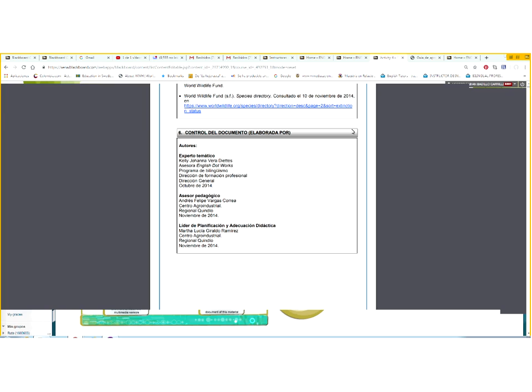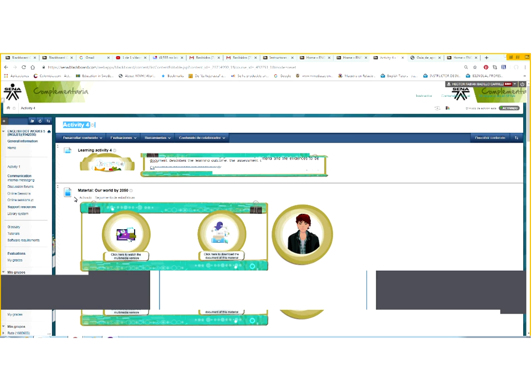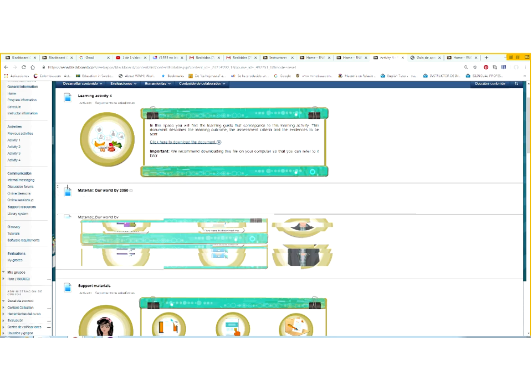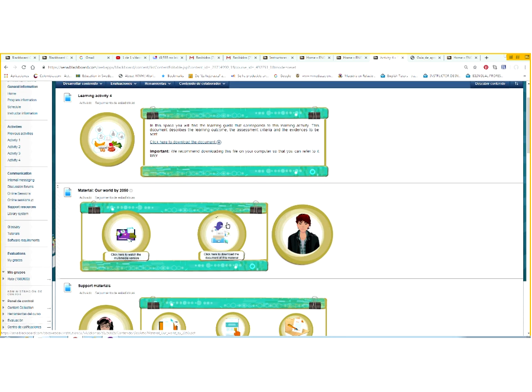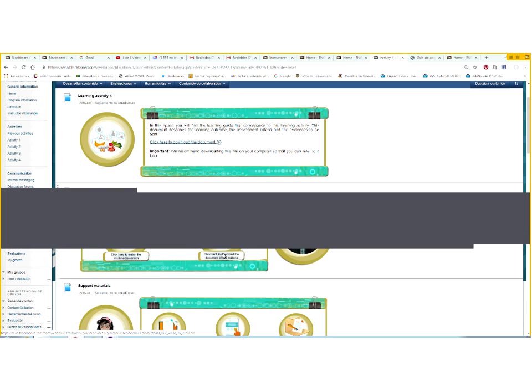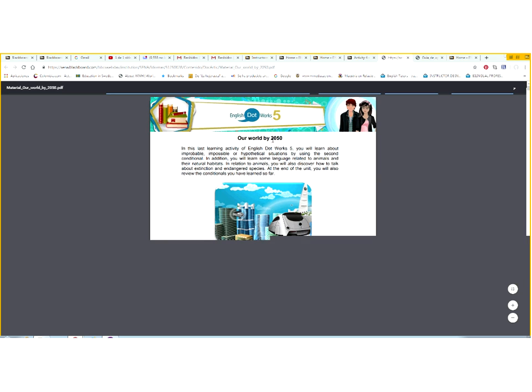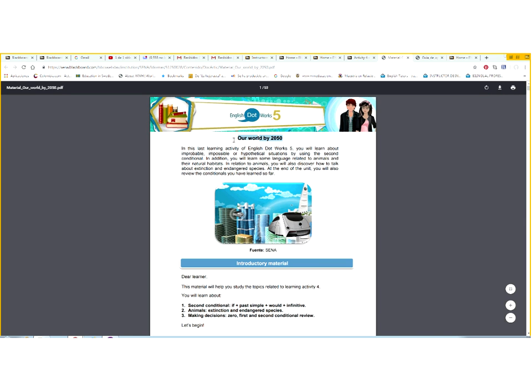Let's continue. The second document is the material Our World by 2050. We're going to click on the downloadable version of this material. This usually is a very long text, so we're going to go through it very quickly. The idea is that you study the material and you go to the internet and get extra information, extra grammar, extra vocabulary for you to reinforce. So this is the text, Our World by 2050.